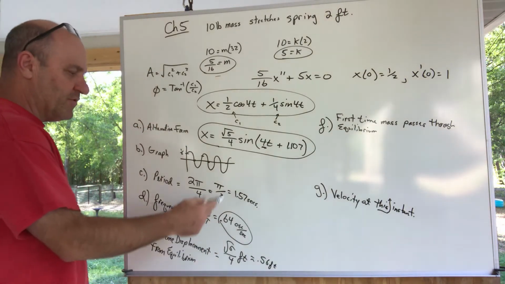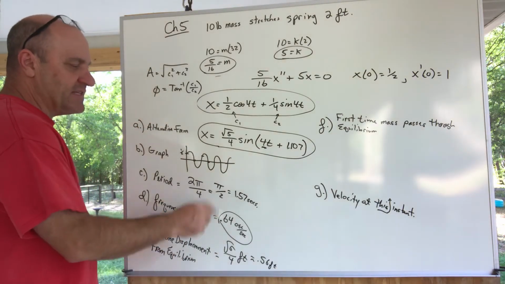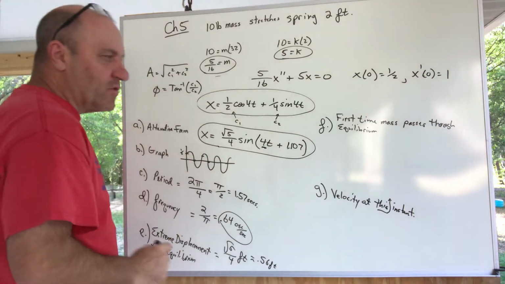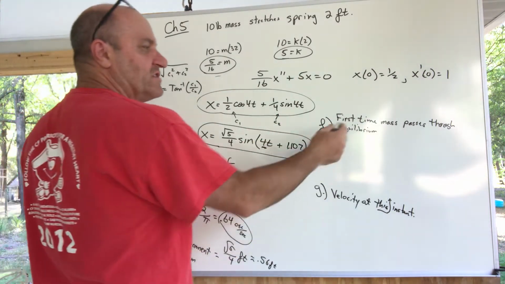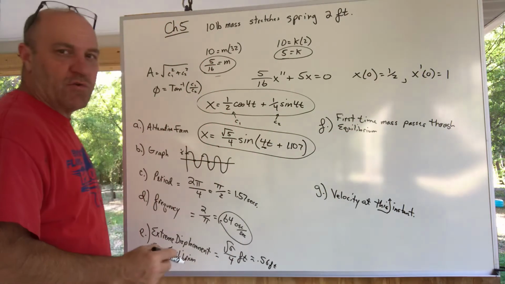So, cool, we're doing good. We're answering these questions. They're easy. This is a good question. F, what's the first time the mass passes through equilibrium?